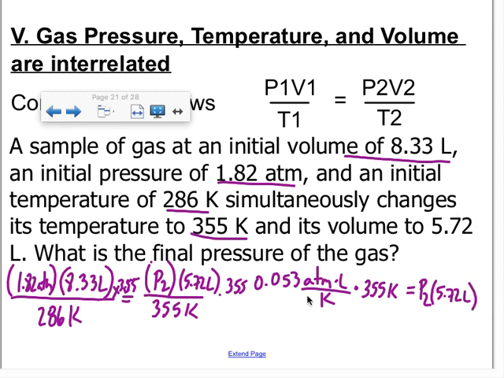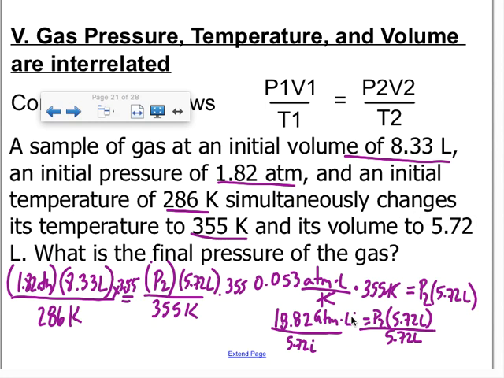All right, so 0.053 times 355, I get around 18.82. Now my Kelvin will cancel out, and I'm still left with atm times liters. So now we want to get pressure by itself by dividing both sides by 5.72 liters. The liters cancel out. I'm left with atm. And my answer, I'm just going to put it over here because of space, sorry. I get around 3.3 atm. Sorry, that got kind of messy because of space.